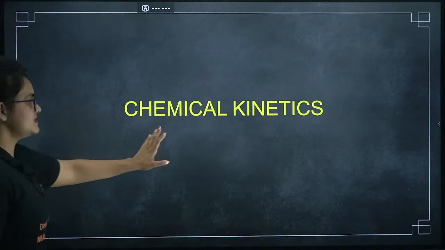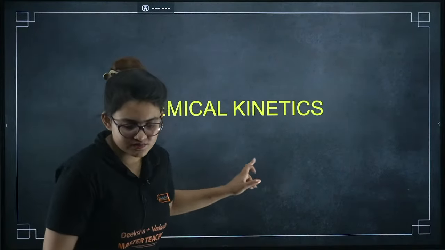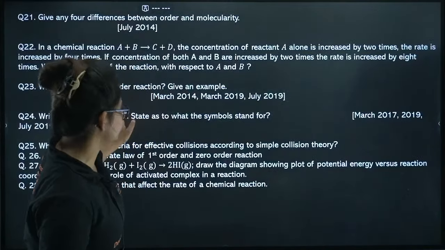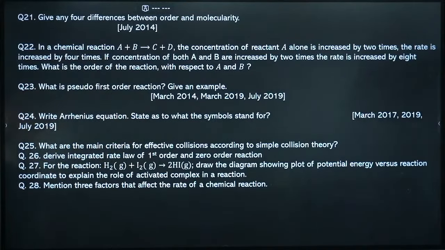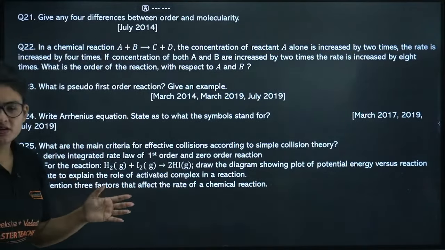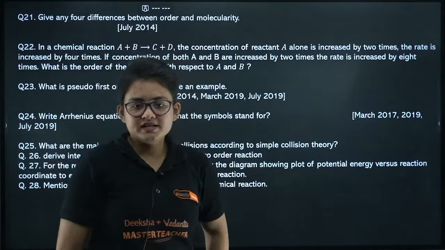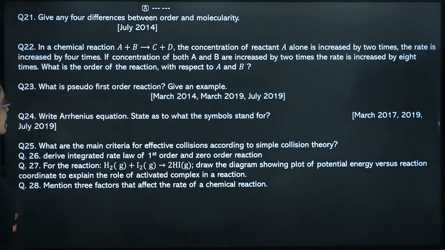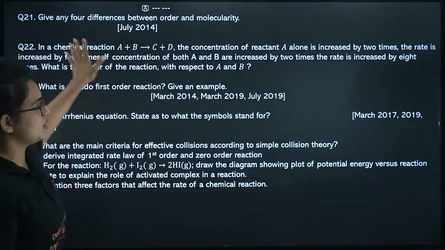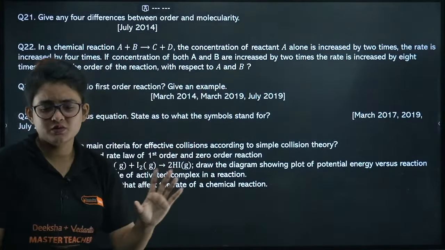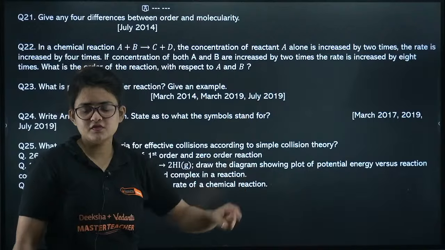Let's proceed. Okay, so this is chemical kinetics. Some short questions we will proceed with. Here you can see difference between order and molecularity, a very common question, a 2-marker question you can get out of it. Next you can see a chemical reaction A plus B gives C plus D. The concentration of reactant A alone is increased by 2 times. Okay, this is a numerical type of question. A 2-marker question only you can get of this type.